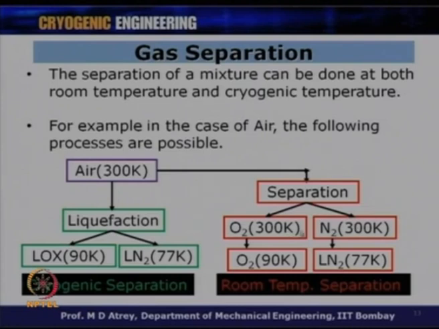That means I am doing this separation of air at room temperature itself, and then I get oxygen at 90 Kelvin and nitrogen at 77 Kelvin if I want liquid nitrogen and liquid oxygen. But you can see from here that the separation has occurred at room temperature, for which I use special techniques called pressure swing adsorption and temperature swing adsorption, which are basically adsorption techniques of separating oxygen and nitrogen. These are more widely used these days. It has its plus points and negative points. Similarly, cryogenic separation has its plus points and negative points.